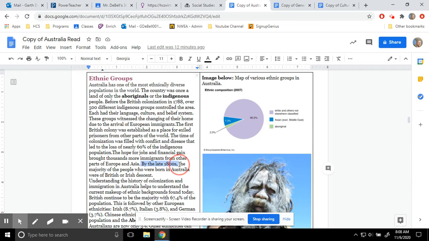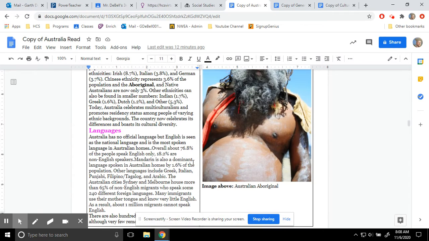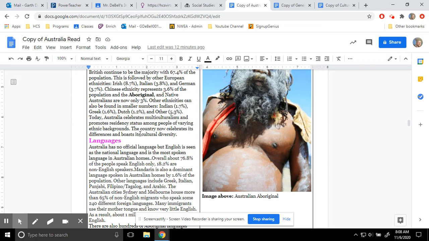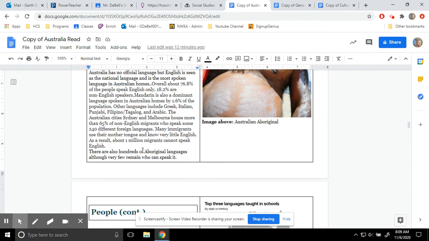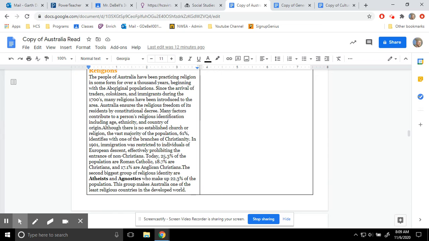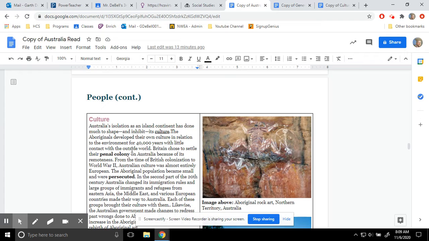Right here, by the late 1800s, the majority of people who were born in Australia are of British or Irish descent. Let's see here. All right, so the British population continues to be the majority, so it's still majority British, with 67%. And then here is the percentage breakdown of the other ethnicities. You're probably going to want to look for religion, and then we're going to want to look at culture.